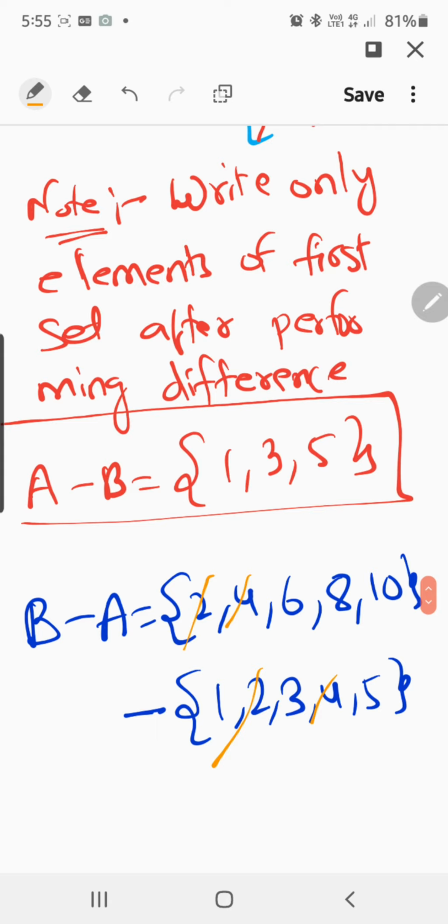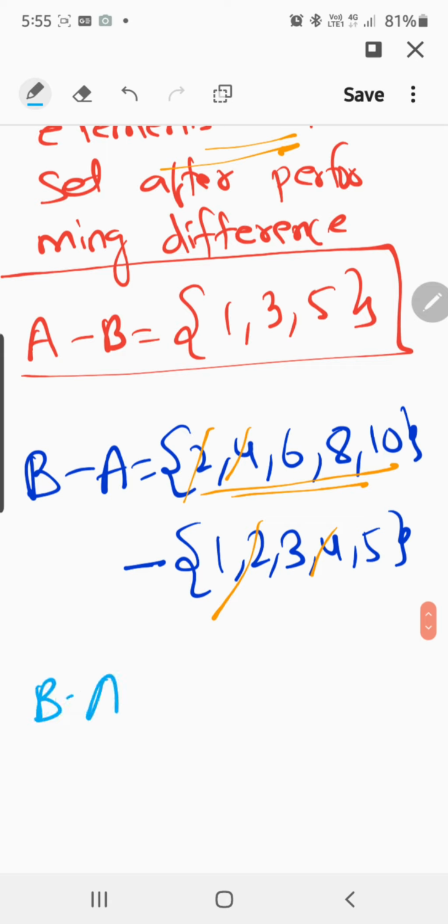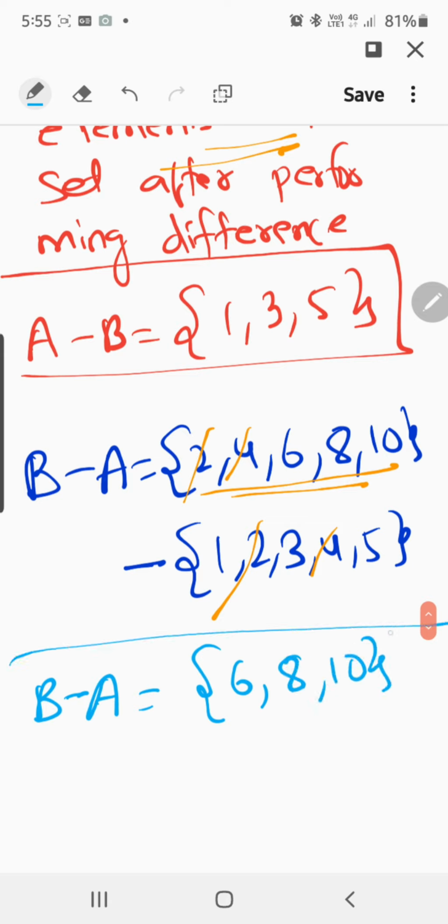I have already said you have to write those elements which are present in the first set only. Which is our first set? This is our first set. So what is our answer for B minus A? B minus A will be 6, 8, 10. Now it is clearly showing from these two operations that A minus B is not equal to B minus A. You can comment like this.